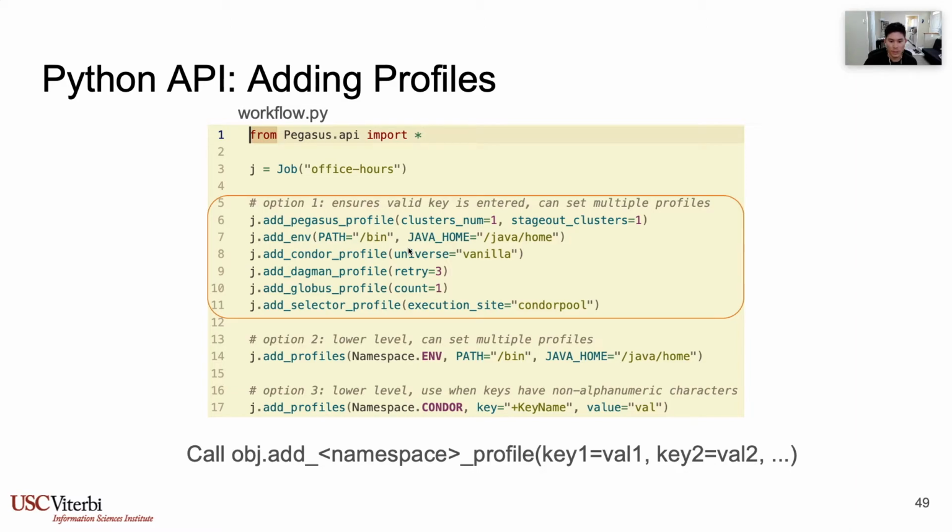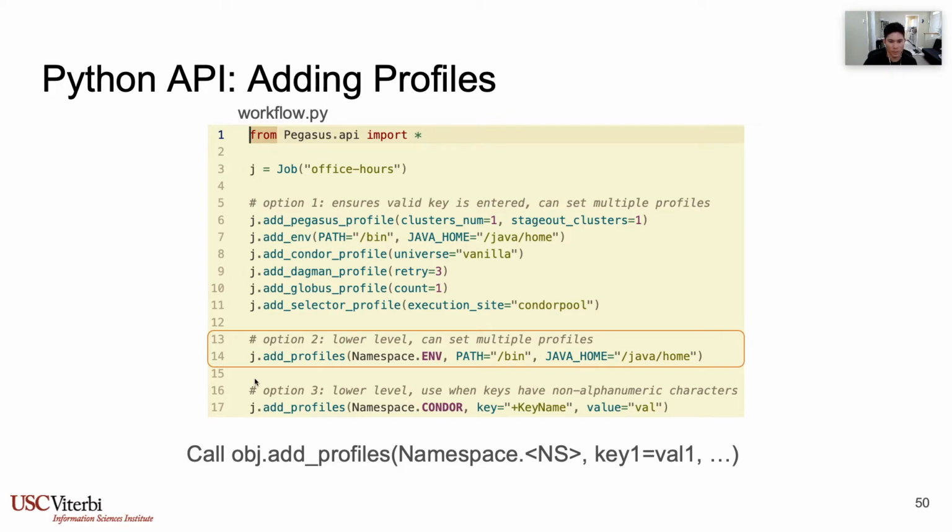This works for most keys. However, in some cases, you'll have profile keys that have non-alphanumeric characters in them, such as a plus or a minus in the beginning, or an N, or a period in the middle. In that case, you'll need to use our lower level add profiles, which is very similar to what we saw in the previous slide.